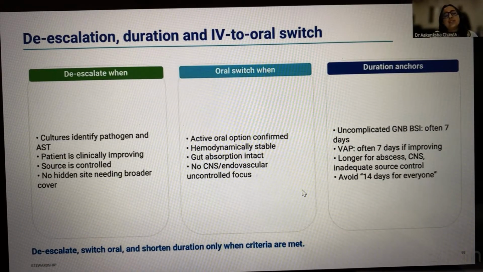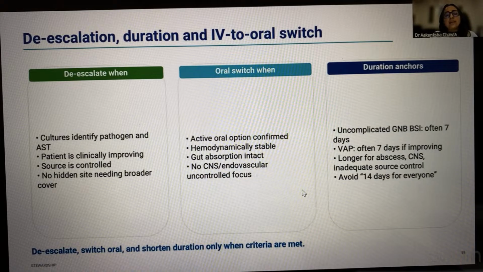What about de-escalation and the duration of therapy and IV to oral switch? So, you switch from IV to oral. This rule follows everywhere. Your patient has to be stable. The symptoms have to be controlled. He should be hemodynamically stable. If you're choosing an oral switch, the gut absorption should be intact. You should ensure there is no deep-seated or uncontrolled focus or source of infection that is still unattended.